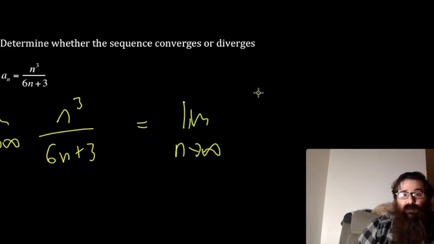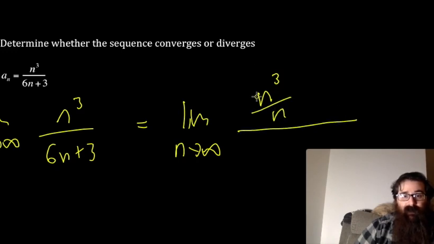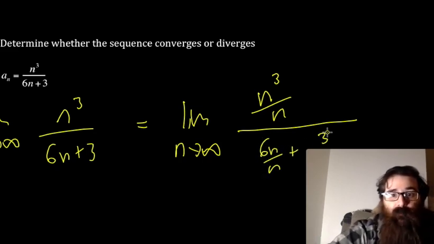Maybe you're looking at this and you already know what's going to happen with it. But if not, we'll take a look at it. So divide the numerator by n and everything in the denominator by n. So 6n over n plus, that's going to be 3 over n.